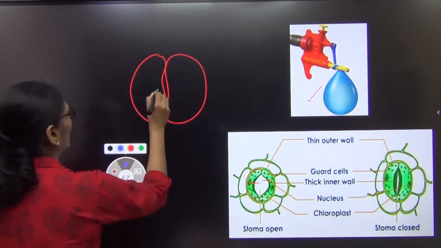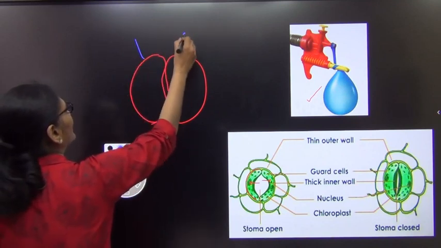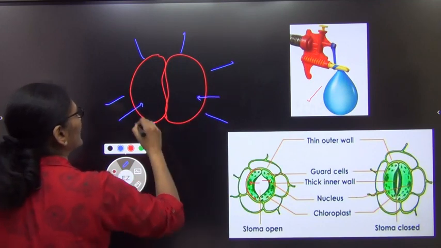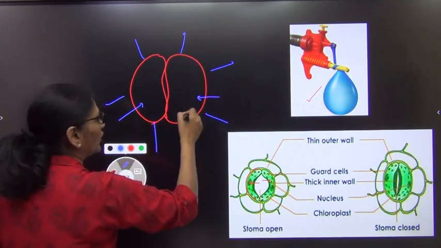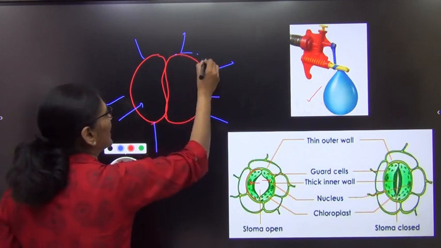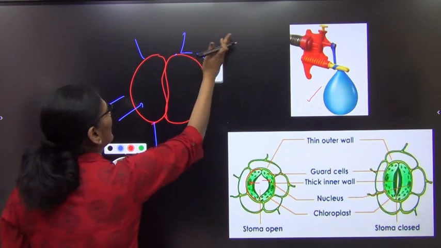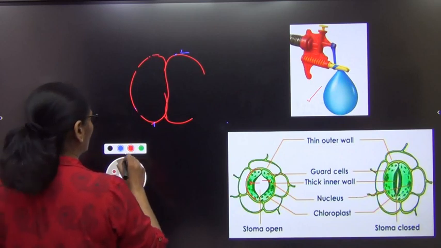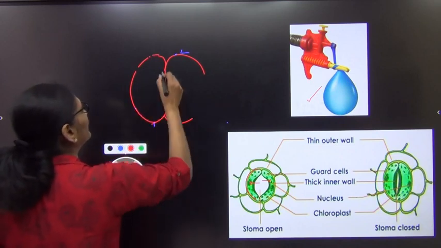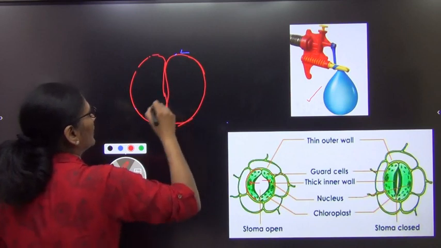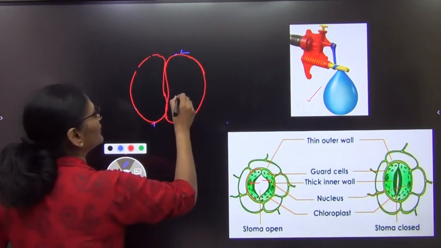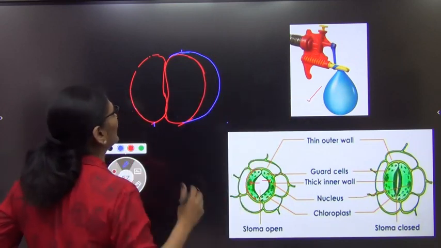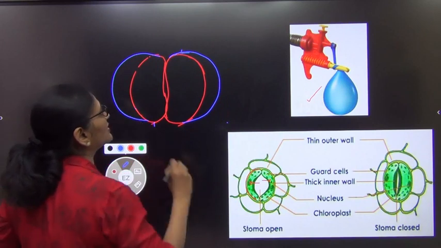So when you fill water in, the surrounding cells are called subsidiary cells. When the subsidiary cells pass water into this guard cell, what happens? The outer wall being thin and elastic just stretches out like a balloon, right? So let me remove the blue part for the time being, so that everything can be very clear to you. Let me complete this diagram like this. Now what did I tell? The moment water enters into this guard cell, this layer of the guard cell will just stretch out like the balloon. Similarly, this wall will also stretch out because it is thin and elastic.